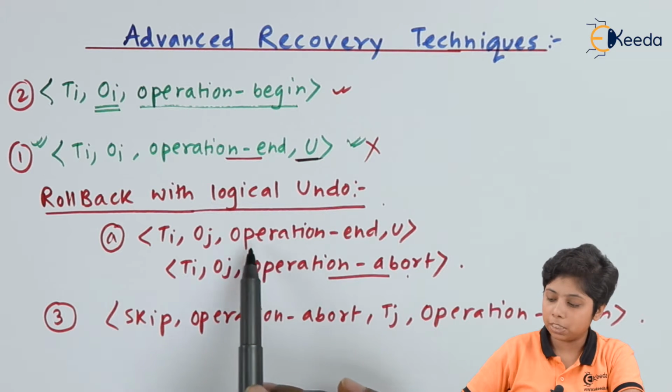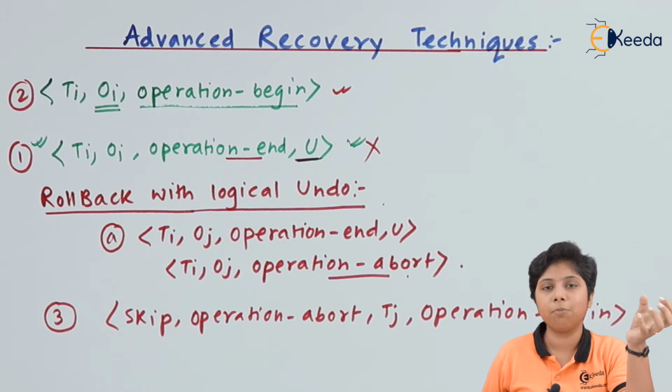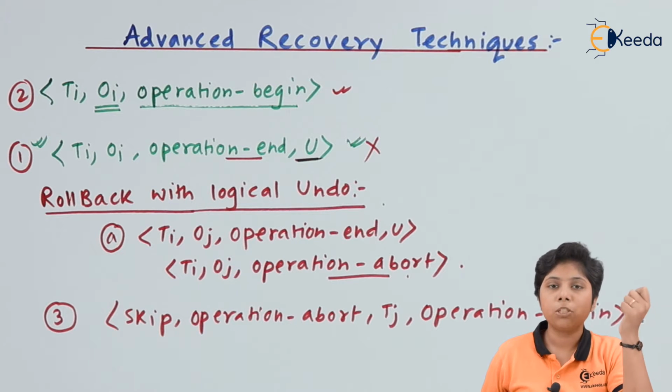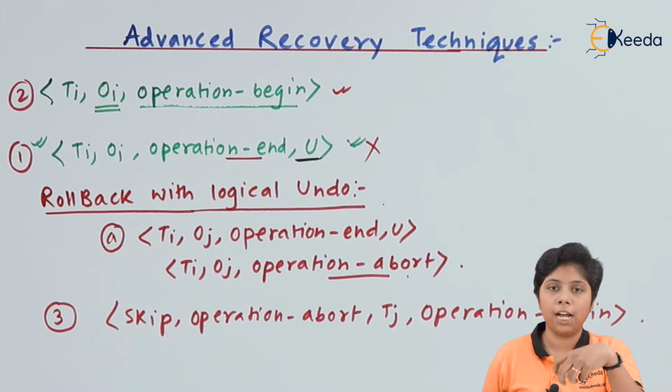However, if we have this operation end U, then we move backwards. That means from the transaction which is issuing this abort, back to the begin of that particular transaction. So in this way we can perform the transaction rollback with logical undo.